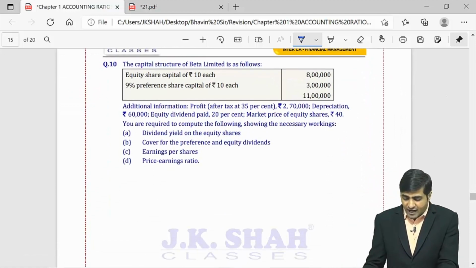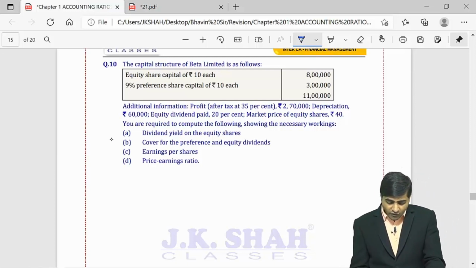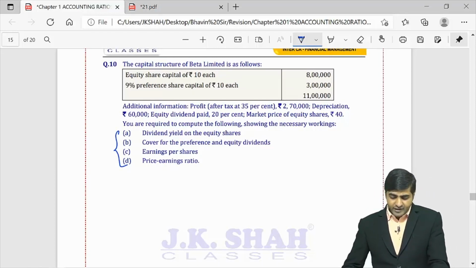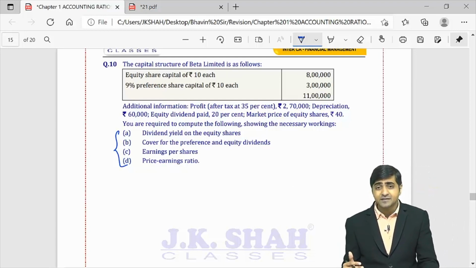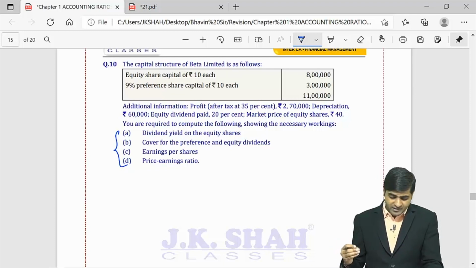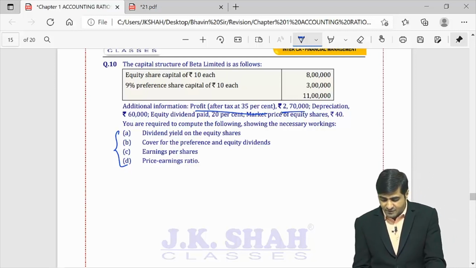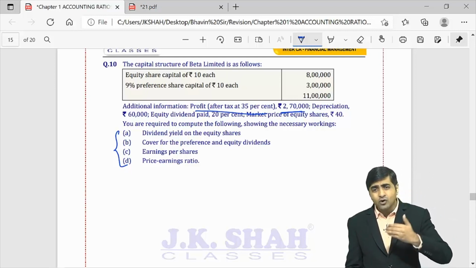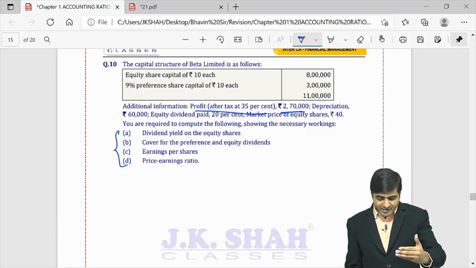And then, my dear students, we have question number 10, which deals with the calculation of some other important ratios, right? Now here also, my dear students, the first step is we are required to prepare your income statement, where we will be starting with sales minus whatever is the cost. But here we don't have to start with sales. We have net profit after tax available, which is 2,70,000. We'll just go in reverse and calculate your EBIT.